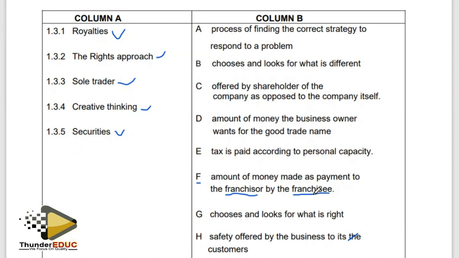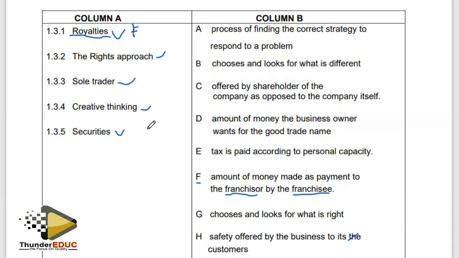And after you take up the franchise, you are supposed to pay a franchise fee known as the royalties. And this is our answer. So for 1.3.1, the alternative is supposed to be F. Answer.